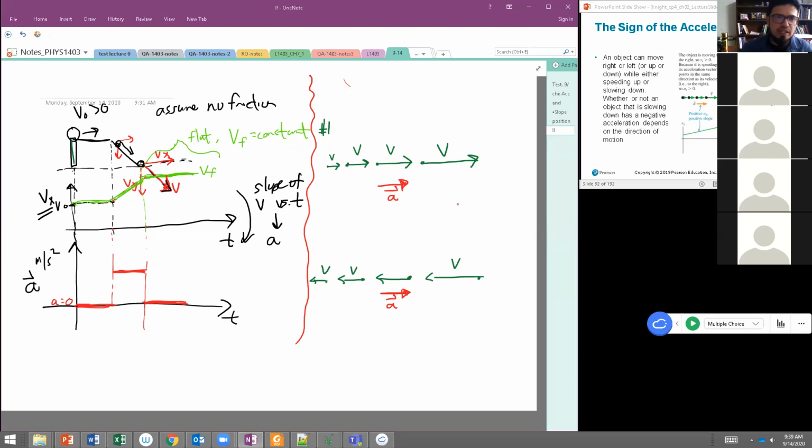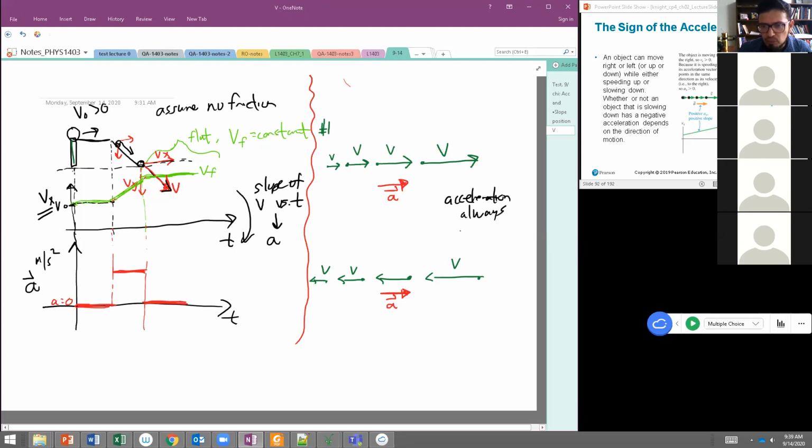So one thing that we can write, and this is something that might take a little while to sink in, is that acceleration always points in the direction of changing velocity. And the key word here is changing. You have to see how the velocity is changing. It might seem a little bit strange or maybe counterintuitive.